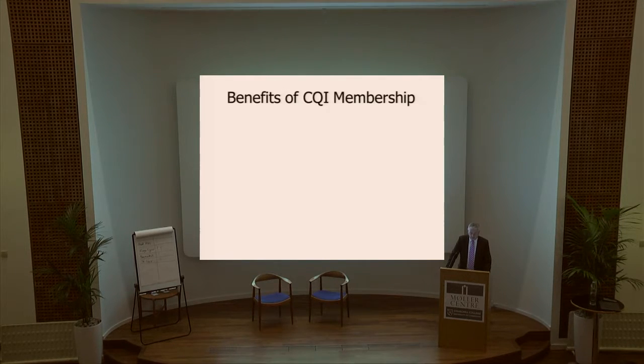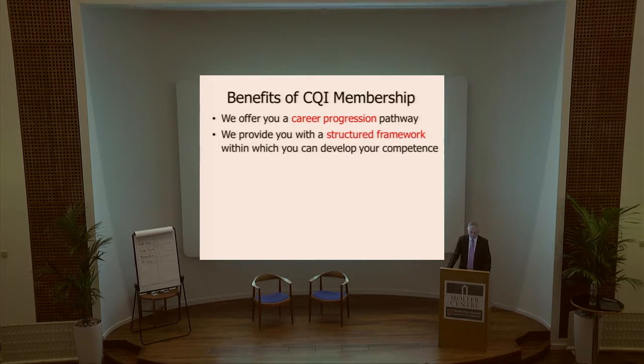So what are the benefits of actually being a member of the CQI? Well, first of all, we offer you a career progression pathway. We've looked at these grades, started off as a student, going all the way through affiliate, practitioner, member, Fellow. So there's a career progression pathway through the grades. As I said before, each of the grades builds on the competencies of the previous grade. It's a structured framework within which you can develop your competency. We've got those 5 areas, we've got the different levels.